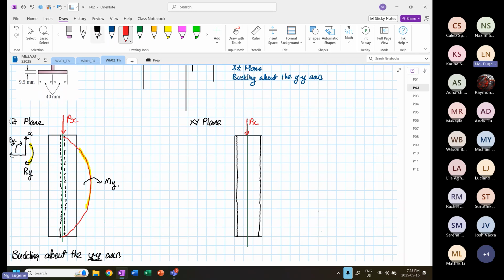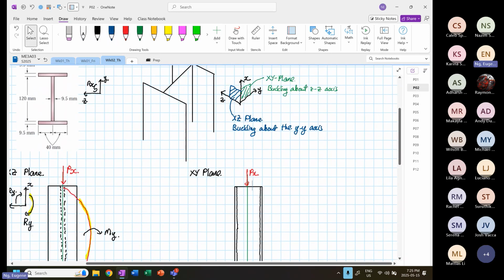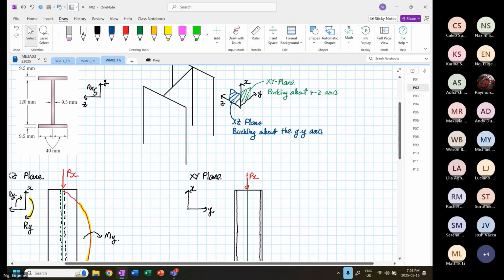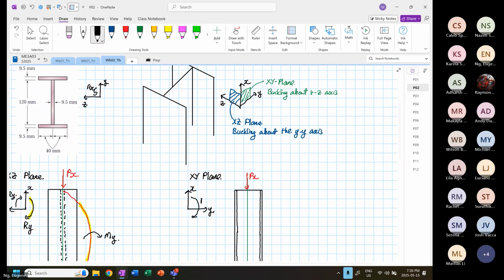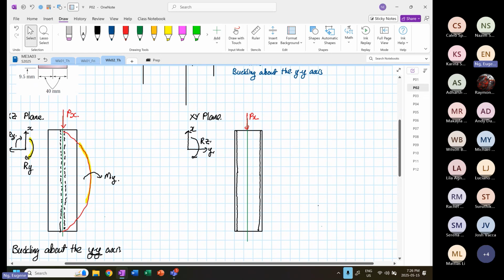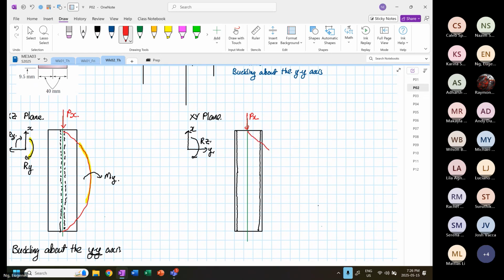So if I draw our transformation, this is now our X, and this is our Y, and then we have our rotation in the Z. The next thing I'm going to do, like before, is sketch the deformation pattern. So that is our deformation pattern.